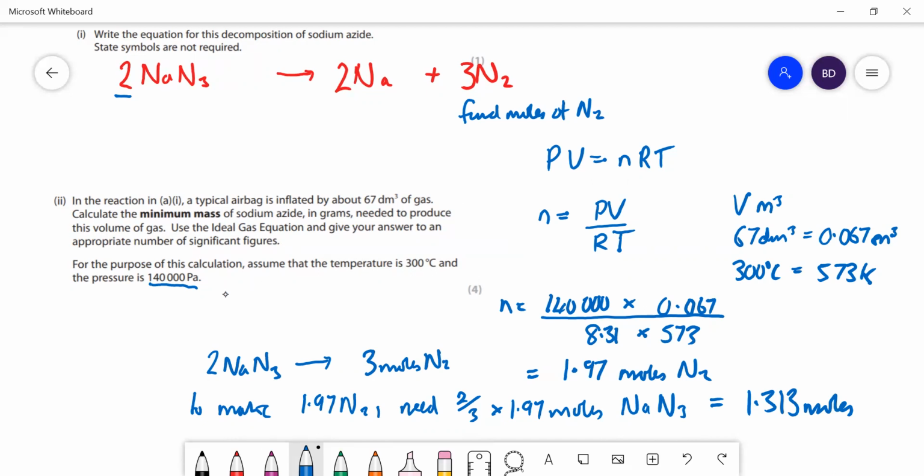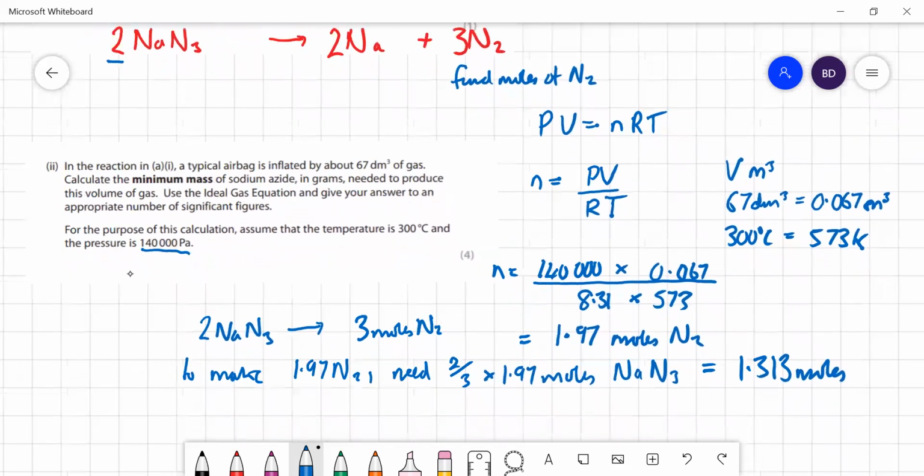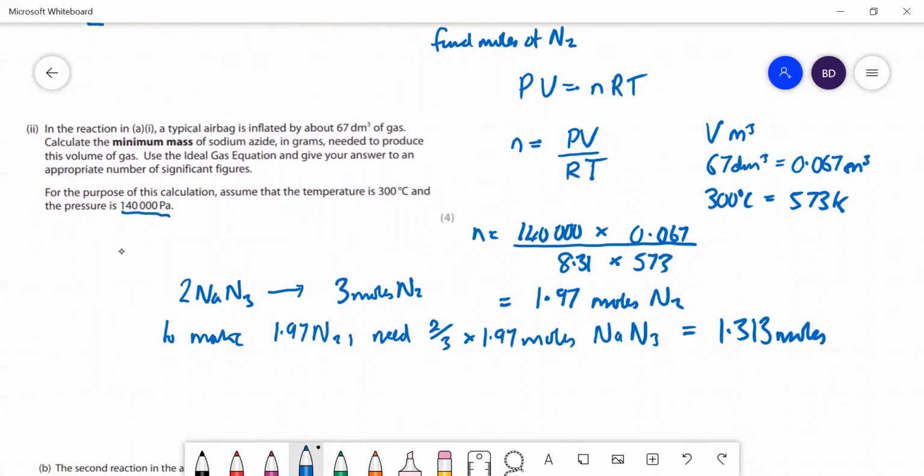Right, but it asks us to find out the mass of sodium azide in grams, so we have to do mass is equal to moles multiplied by the Mr. The moles is 1.313. Sodium azide, Mr of sodium azide, is going to be 23 plus 3 times 14 for nitrogen, which is 65.